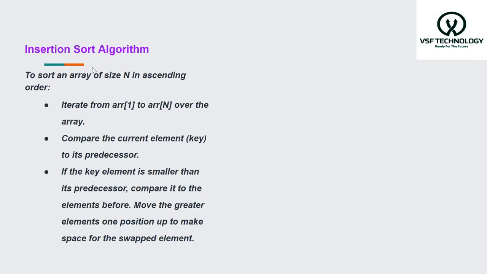Insertion sort algorithm. To sort an array of size n in ascending order, iterate from array 1 to array n over the array. Compare the current element key to its predecessor. If the key element is smaller than its predecessor, compare it to the elements before. Move the greater element one position up to make space for the swapped element.